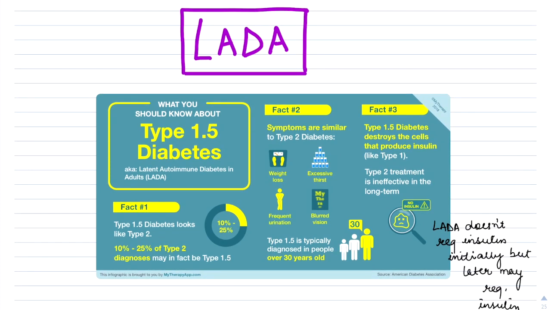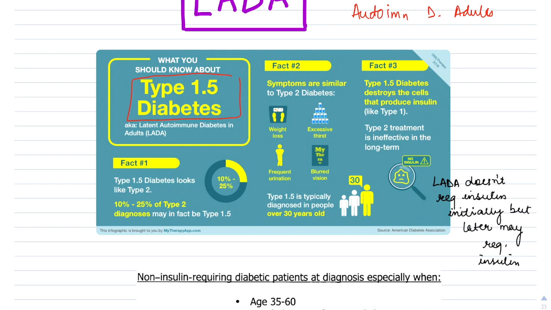Okay, so now we'll discuss latent autoimmune diabetes of adults. It is also called type 1.5 diabetes. There are a few facts which I have to remember about type 1.5 diabetes. It looks like type 2 diabetes. 10 to 25% of type 2 diabetes cases are actually misdiagnosed. They're actually latent autoimmune diabetes of adults, misdiagnosed as type 2.